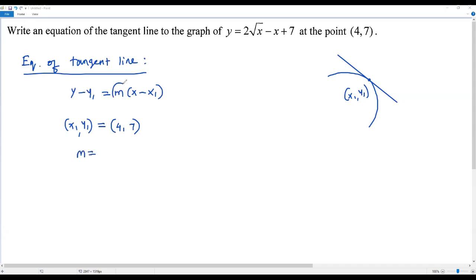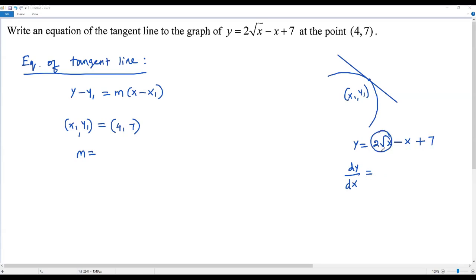And m represents the slope of the tangent line. The slope of the tangent line is not given in the question. How do we find the slope of the tangent line? For that, we have to find dy over dx from the given function. Let me write the given function as it is: y equals 2 times square root of x minus x plus 7. dy over dx represents the derivative of y with respect to x. That is, we have to find the derivative of this expression with respect to x.